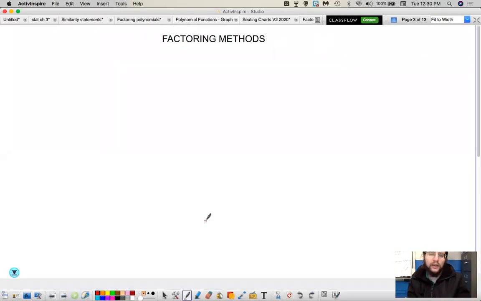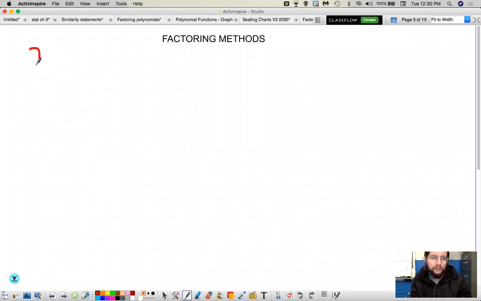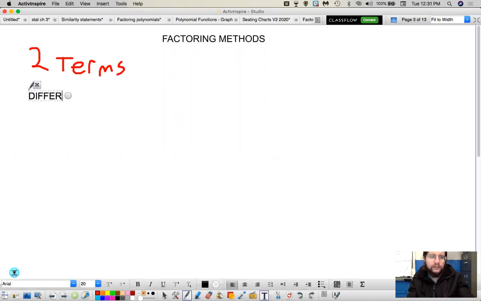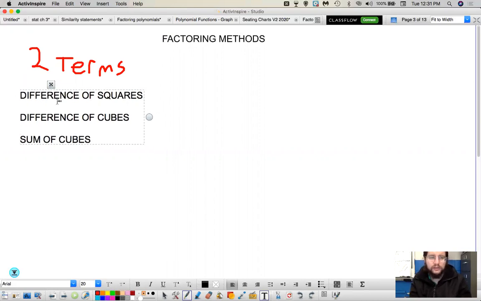So let's talk about the different ways we could factor. If we look at our polynomial, and it's a binomial, we got some options. So if it has two terms, then we're looking for the difference of squares, difference of cubes, or a sum of cubes. If you got two terms, look for one of those things.